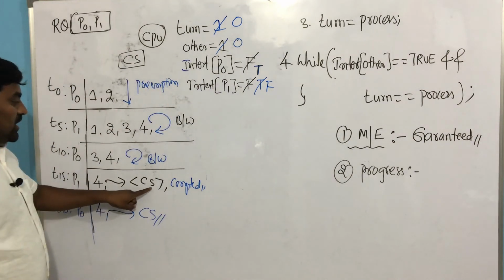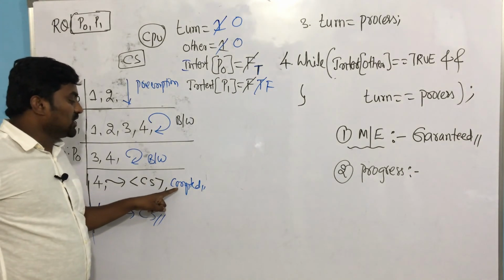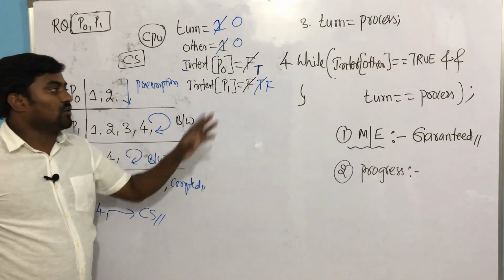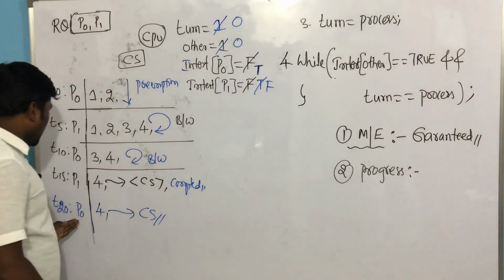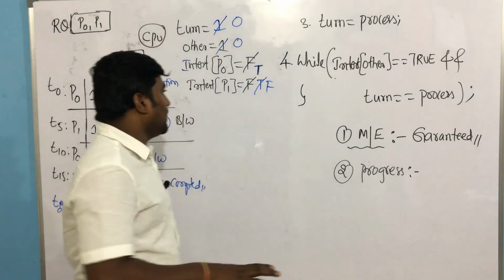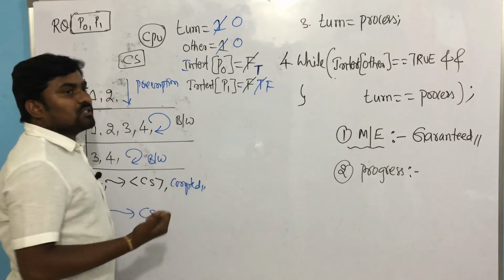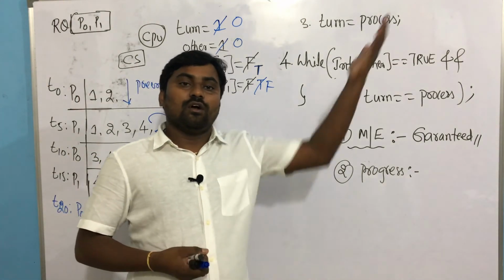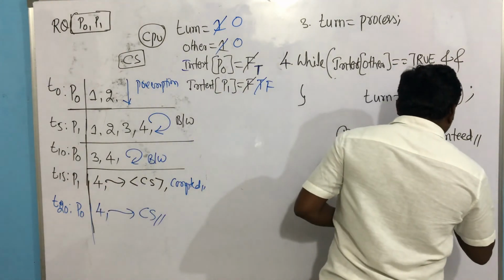Let's take an example. When P1 is running in the critical section and the critical section execution is over, it updates the interest value to false, or not. The moment you update the false value, you are allowing P0 to use the critical section. Means P1 is allowed here. When I make the interest false, that is nothing but allowing P0. When the critical section is free, the other can enter. So it is also satisfying progression. Progression is also guaranteed.